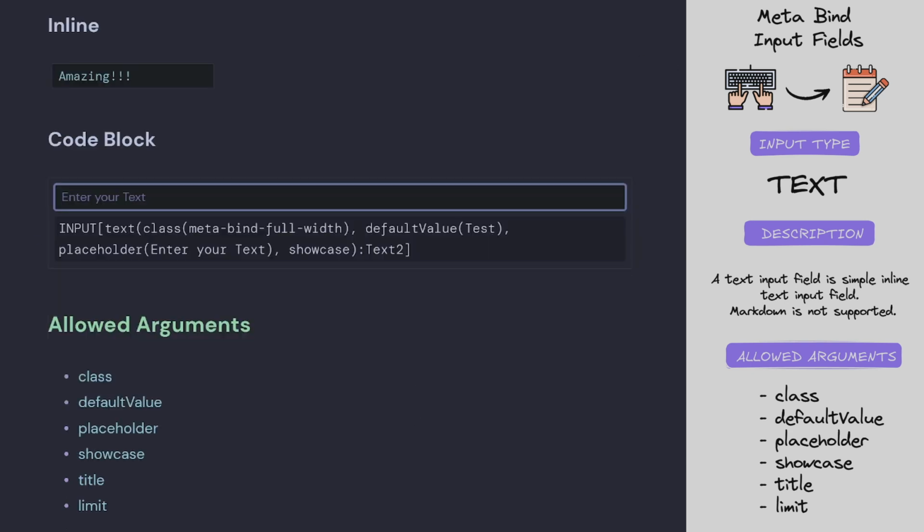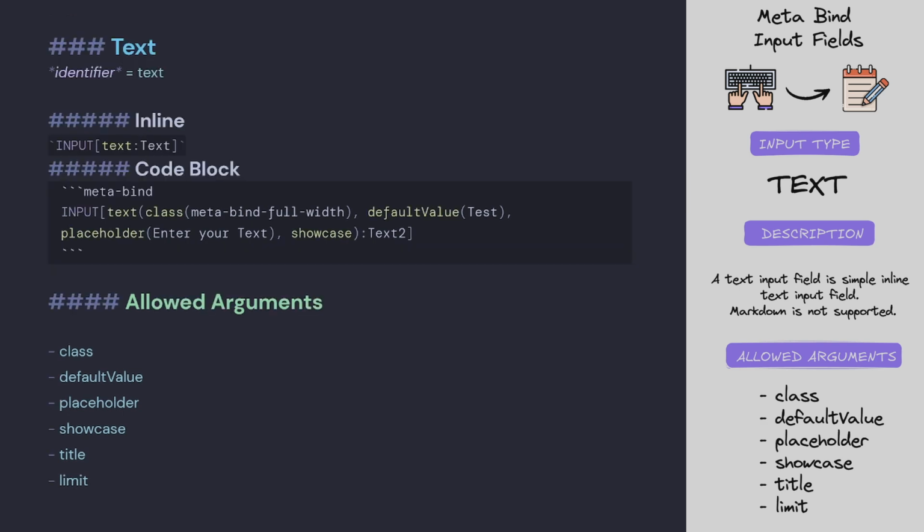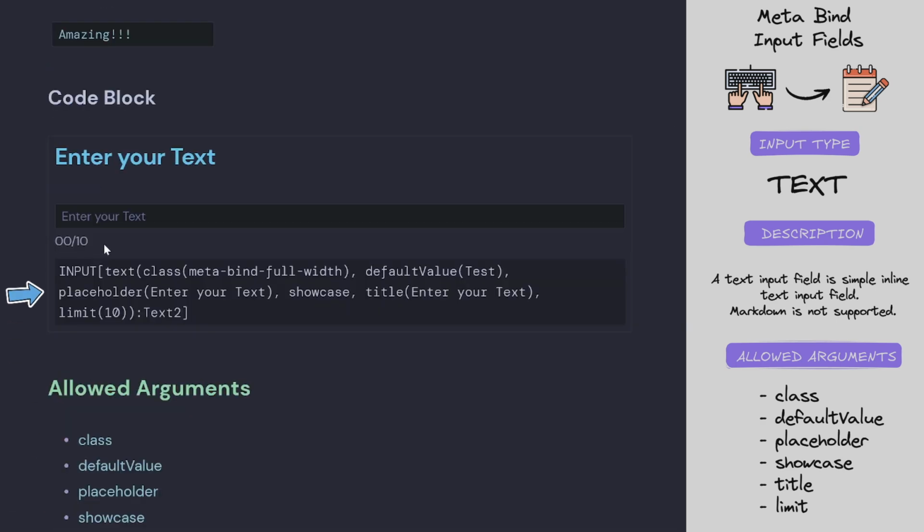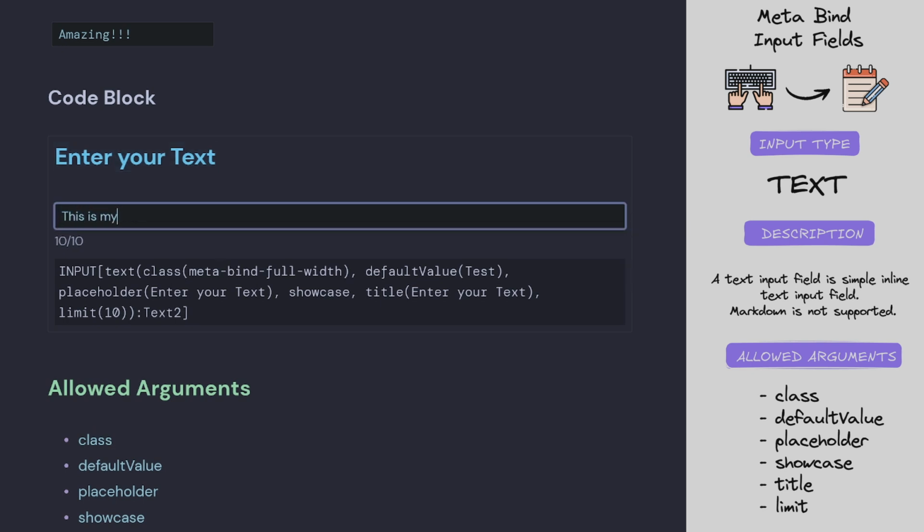So we've got 2 more arguments we can use, which is our title. So comma, title, enter your text. And then we'll also put a limit in. So a limit will limit the amount of characters. So say we want to limit to 10, and then we'll jump back into reading mode. So now you can see there's a little counter here, and we can see it because it's being showcased. And we've also entered a H3 title, which is enter your text. So let's enter some text. Okay, so I can't go past the limit of 10, which is what I expected. So we can see that that is working as expected.